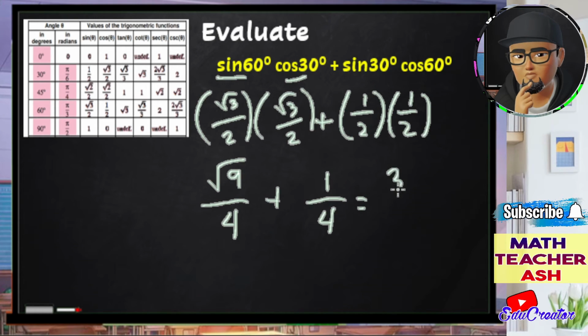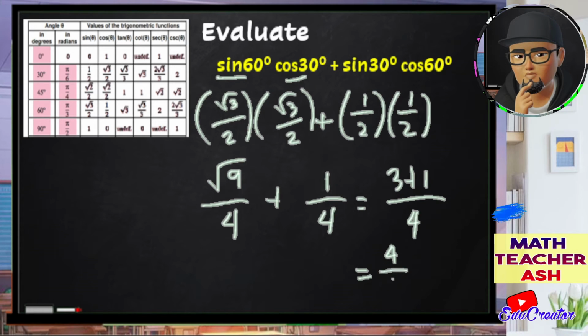So that will become 3 plus 1 over 4. And if you have the same denominator, you just copy it. So that gives you 4 over 4 because 3 plus 1 is 4. Then 4 over 4 is equal to 1. So that is your final answer for this problem. I hope you got that one, my dear math learners. Now let us go to the next problem.